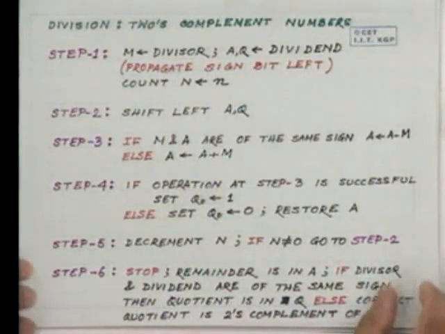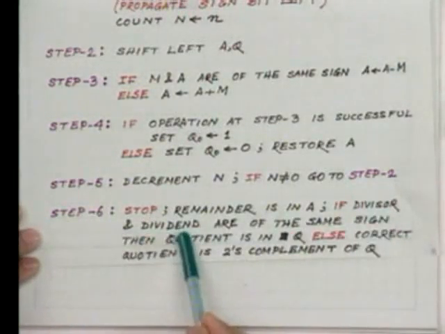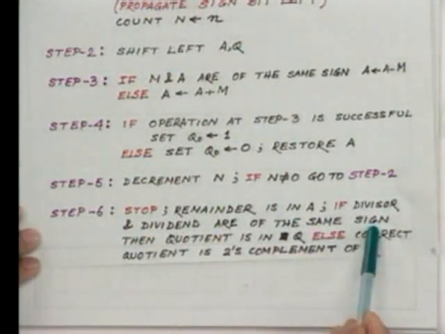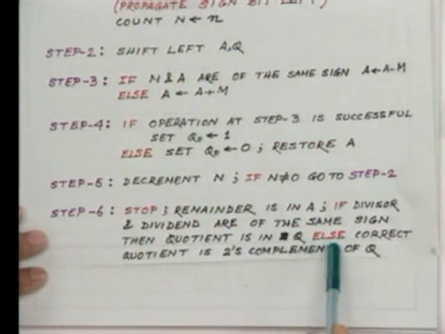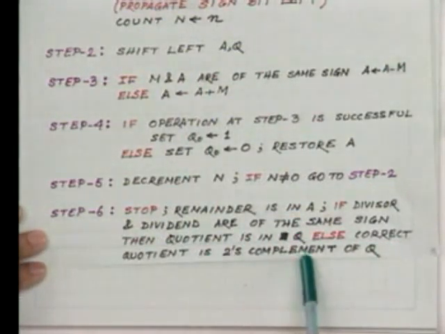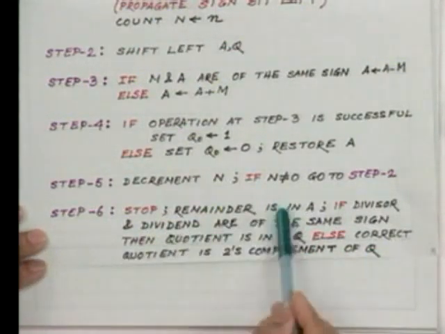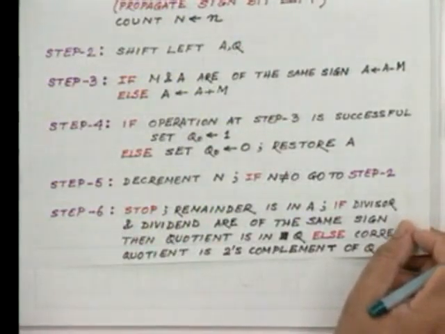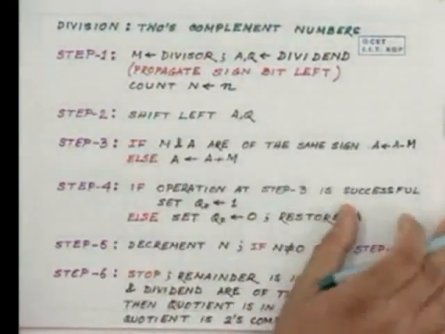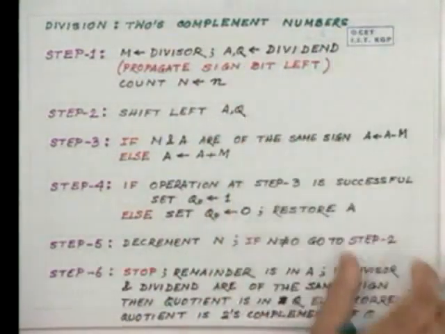But the quotient will be this: if the divisor and the dividend are of the same sign, then the quotient will be as it is in Q. Else, to get the correct quotient, we'll have to take the 2's complement of Q. Now, for this part, we'll see once more. Let us take an example of doing division by 2's complement numbers.